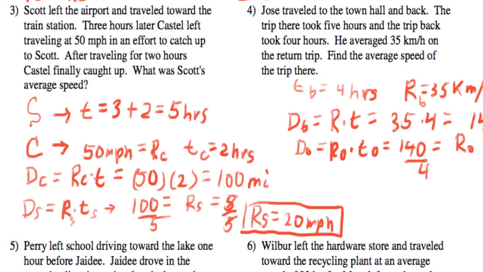We divide both sides by 4, and what we'll end up getting is 35 kilometers per hour as our rate out. So this is problem number 4, and in the next video I will do problem number 5.